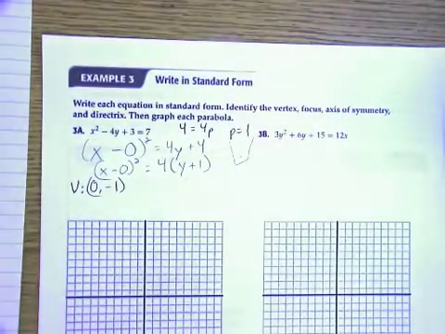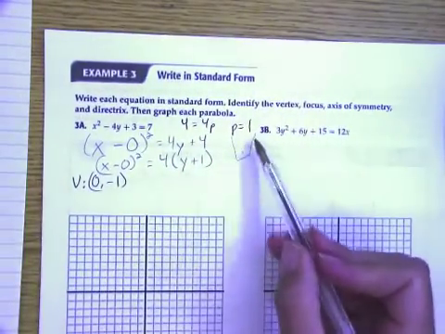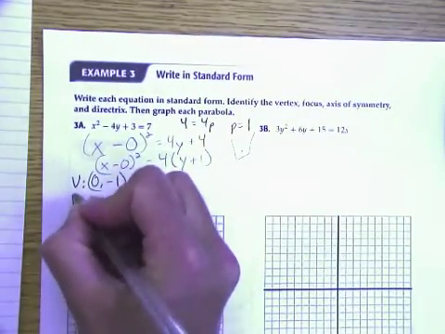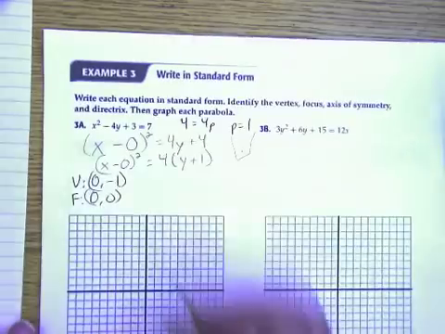And the focus is above the vertex by 1 unit. So what's 1 unit above negative 1? 0. So that means my focus is at 0, comma 0.